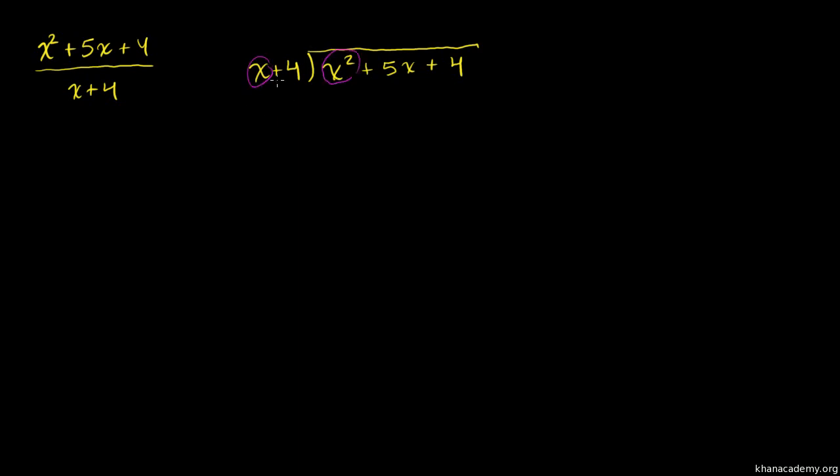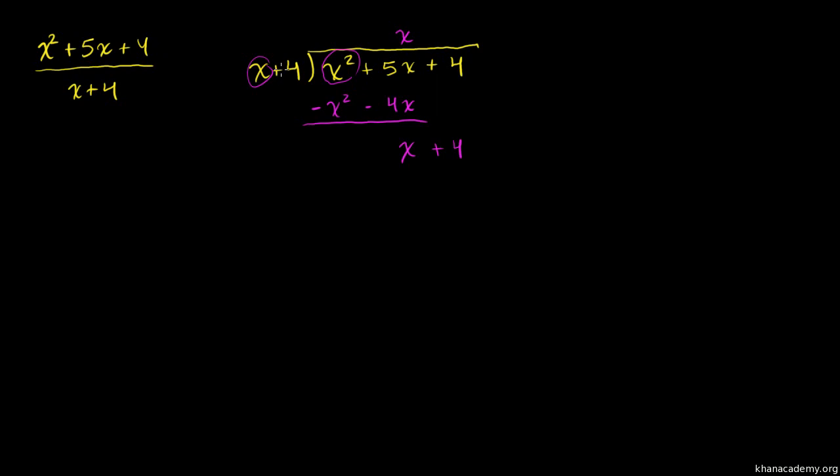In both of them, x goes into x squared how many times? It goes into it x times. Put in the x place. This is our x place right here. X times x is x squared. X times 4 is 4x. And then, of course, we're going to want to subtract these from there. So let me just put a negative sign there. And then these cancel out. 5x minus 4x is x. 4 minus 0 is plus 4.